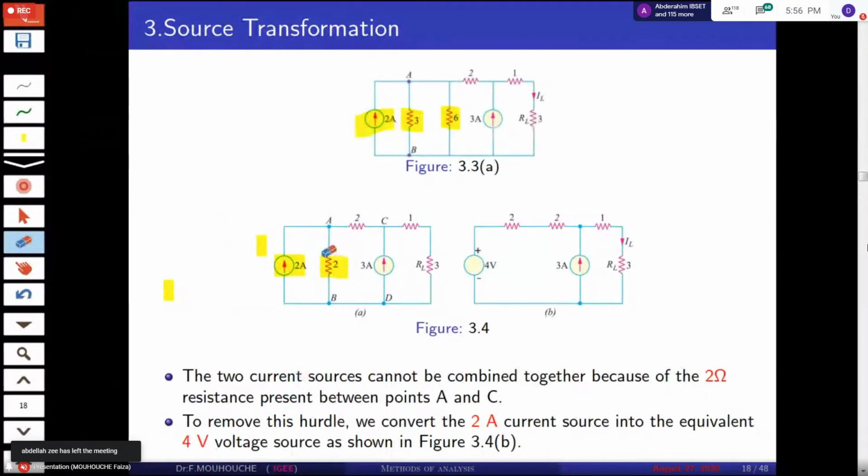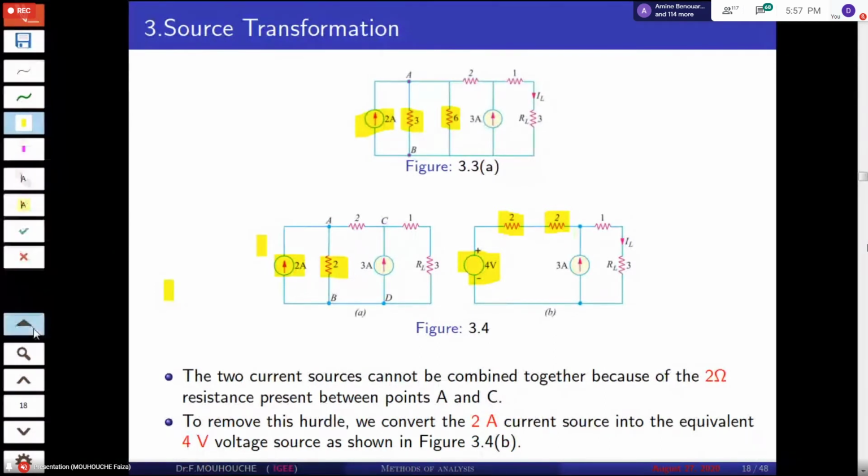So we can convert it also into a voltage in series with resistance. The voltage is equal to 2 ampere multiplied by 2, which is equal to 4 volts. It is in series with 2 ohm. So we have here 2 ohm resistances in series, we can add them, which is equal to 4 ohm. And here we have 4 volts.